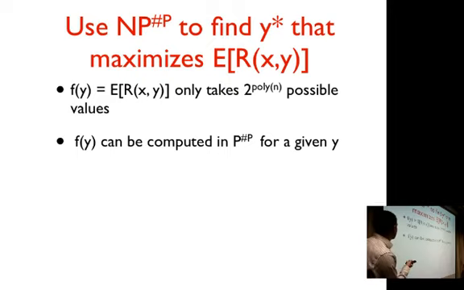So basically, we define this function f, which is just the expected reward you get on problem x if you give it a certificate y. And it only takes exponentially many values. And it can be computed in P to the #P with polynomially many queries to #P. I have a slide for that. But basically, you can compute the expectation of each bit of f in #P. And then by linearity of expectation, you can just add the binary expansion to recover f.